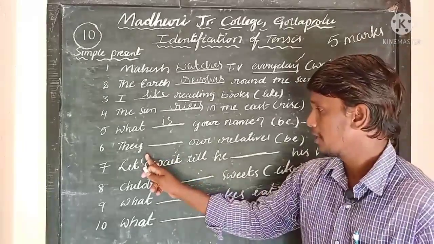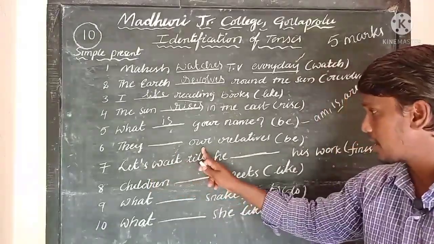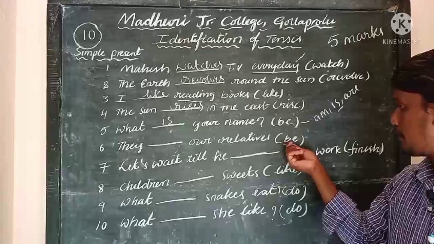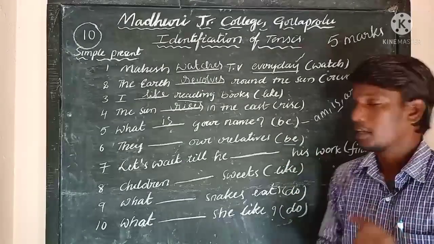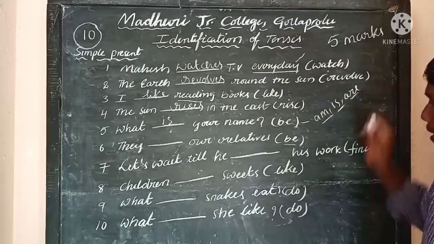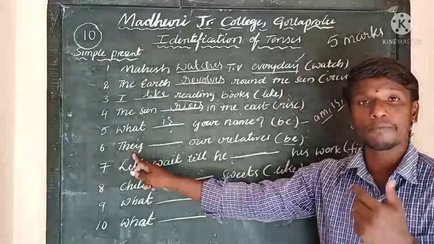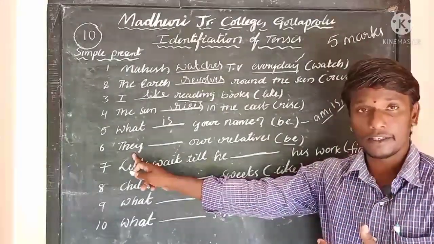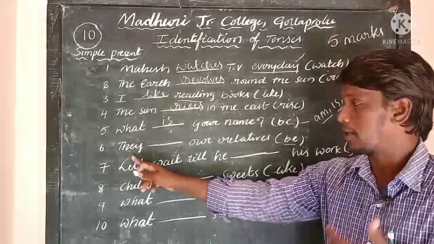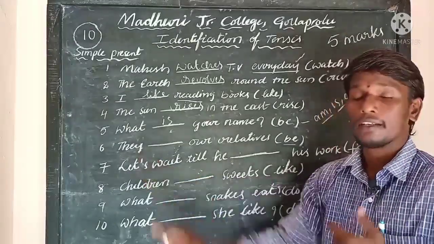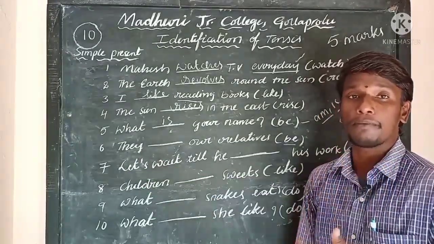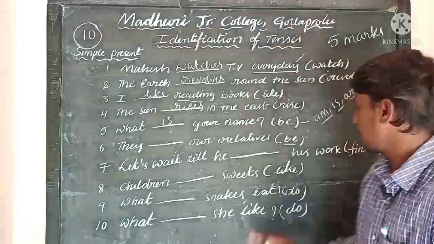Right? Now coming to they dash our relatives. Here again a be form is given, so again am, is, are. As the subject is plural, it is third person plural. So you should write the right be form for the plural. What is it here?